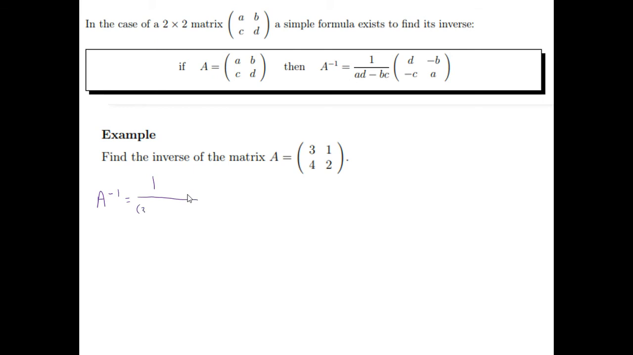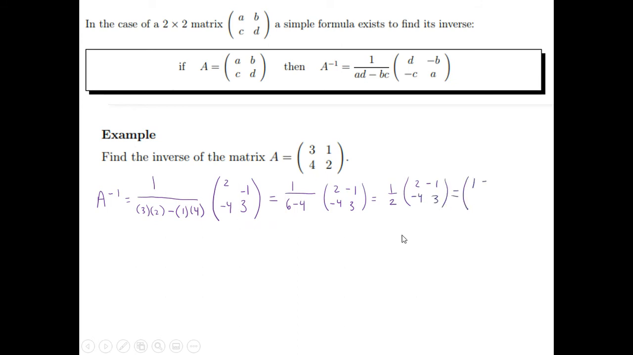So here is our inverse. 1 over the determinant, 3 times 2 minus 1 times 4. Notice that I rewrote the 3 and 2 as 2, 3, and then 1 and 4 become their opposites. Simplifying that, we get 1 over 6 minus 4 times 2, negative 1, negative 4, 3. That's a half of that same matrix. Taking a half of each of those numbers by doing scalar multiplication, a half of 2 is 1. A half of negative 1 is negative 1 half. A half of negative 4 is negative 2. And a half of 3 is 3 over 2.